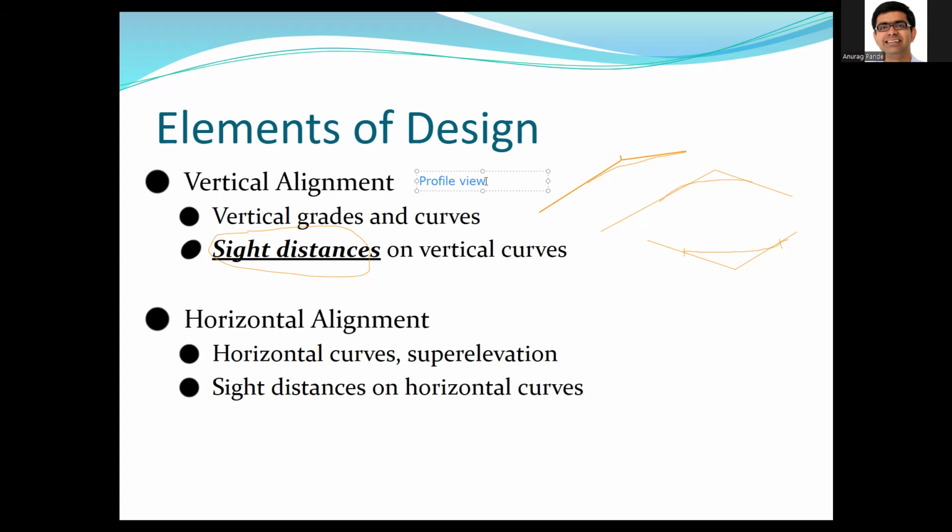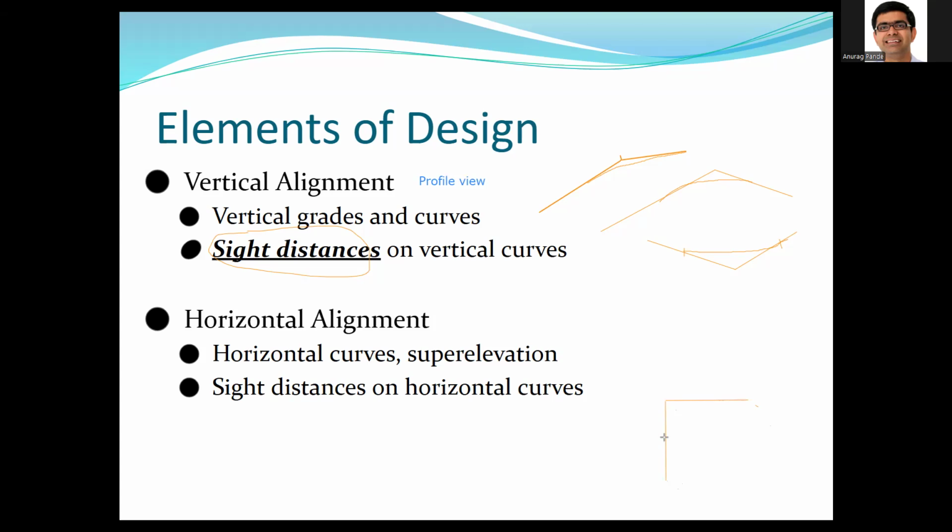Anytime I'm solving a problem, I'll make sure that you remember that I'm drawing a profile view if it's a vertical curve problem, and a top view if I'm looking at a problem about horizontal alignment. So the horizontal alignment is all about change in direction. Say my roadway is going this way, but my destination is over here. Then I'm going to have a change in direction like this, right? So how do I connect these two roadways?